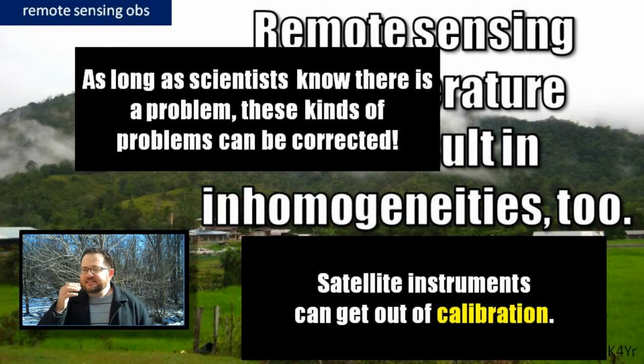Now again, as long as scientists can detect that there is a problem, there are always statistical ways to fix this, and finding such problems and documenting them and fixing them is a big part of what goes on at these federal research labs and so on. They make sure that the data are very consistent and homogeneous and so on.